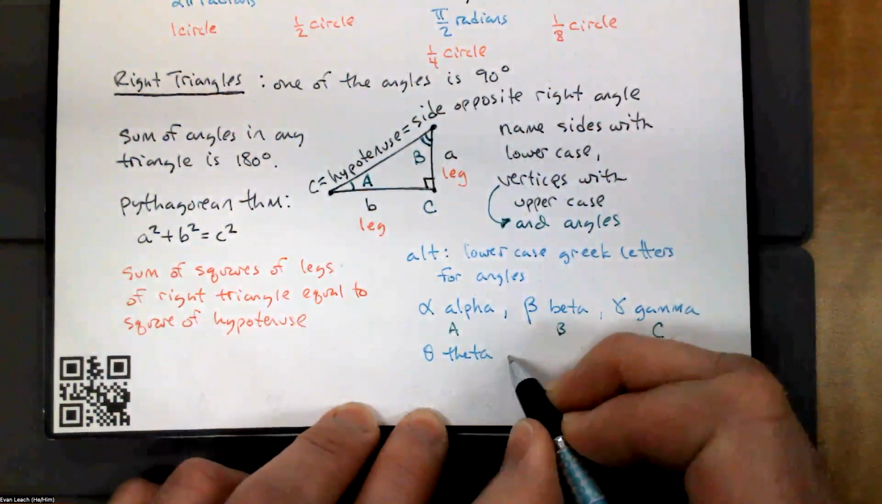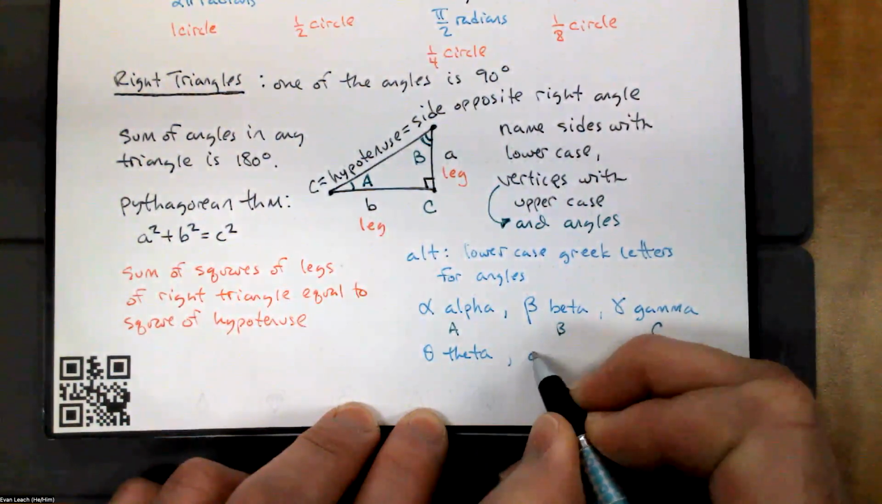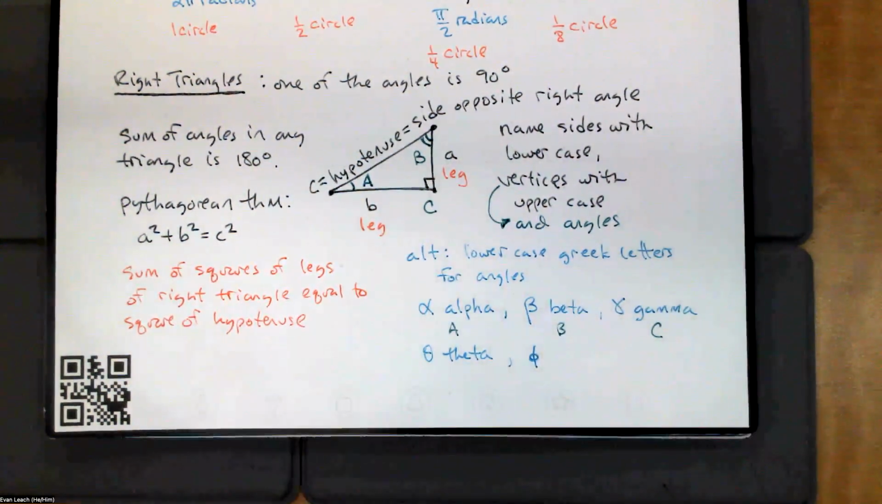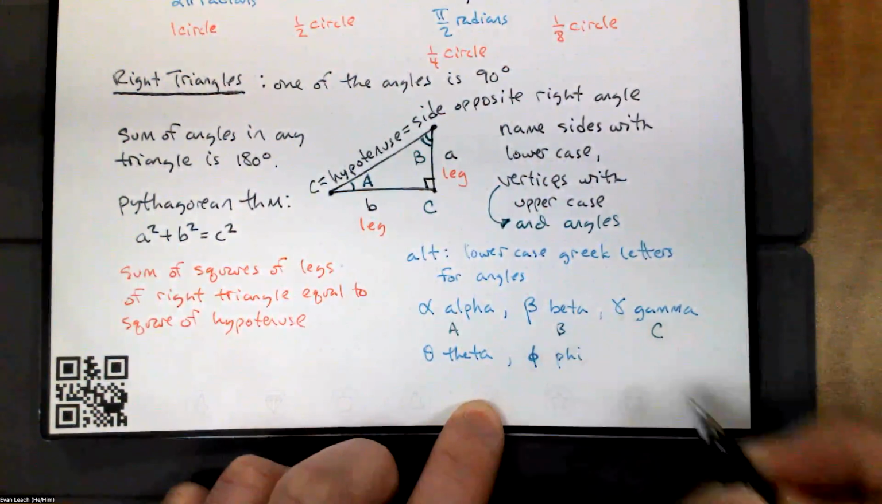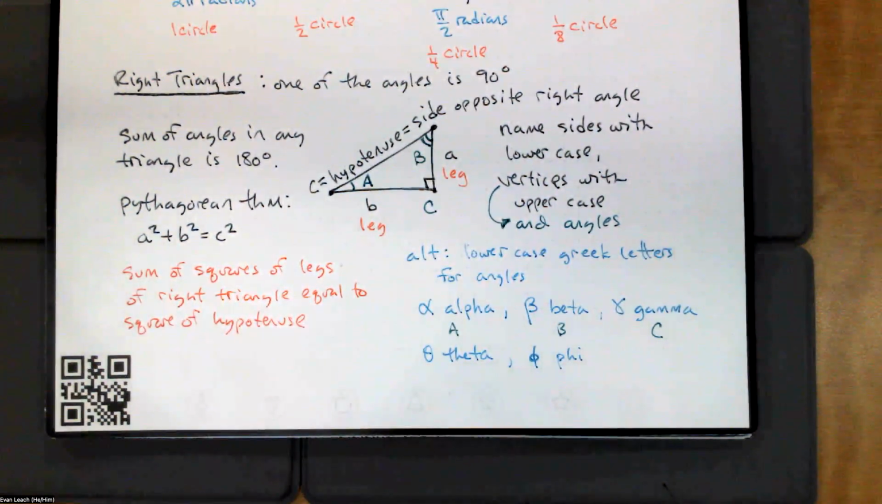And our other favorite one to use is phi. So make a smaller circle with a vertical line through it, and that'll be a lowercase phi. Or phi. So theta and phi. Theta and phi.